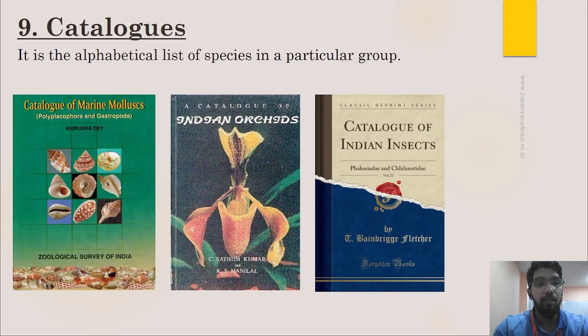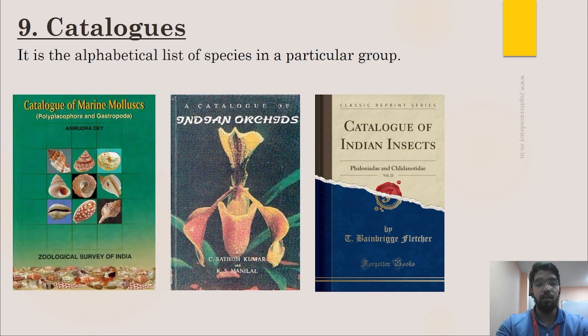And the last but not the least is the catalogs. Catalogs are nothing but an alphabetical list of species for a particular group. For example, the leftmost example is marine mollusks, molluscans present in the sea and oceans. The list of all the molluscans present, along with their pictures and other basic information, is given in the catalog. But the main point is that it gives an alphabetical list of species in a particular group. It can be mollusks, it can be flowers like Indian orchids, or it can be Indian insects.